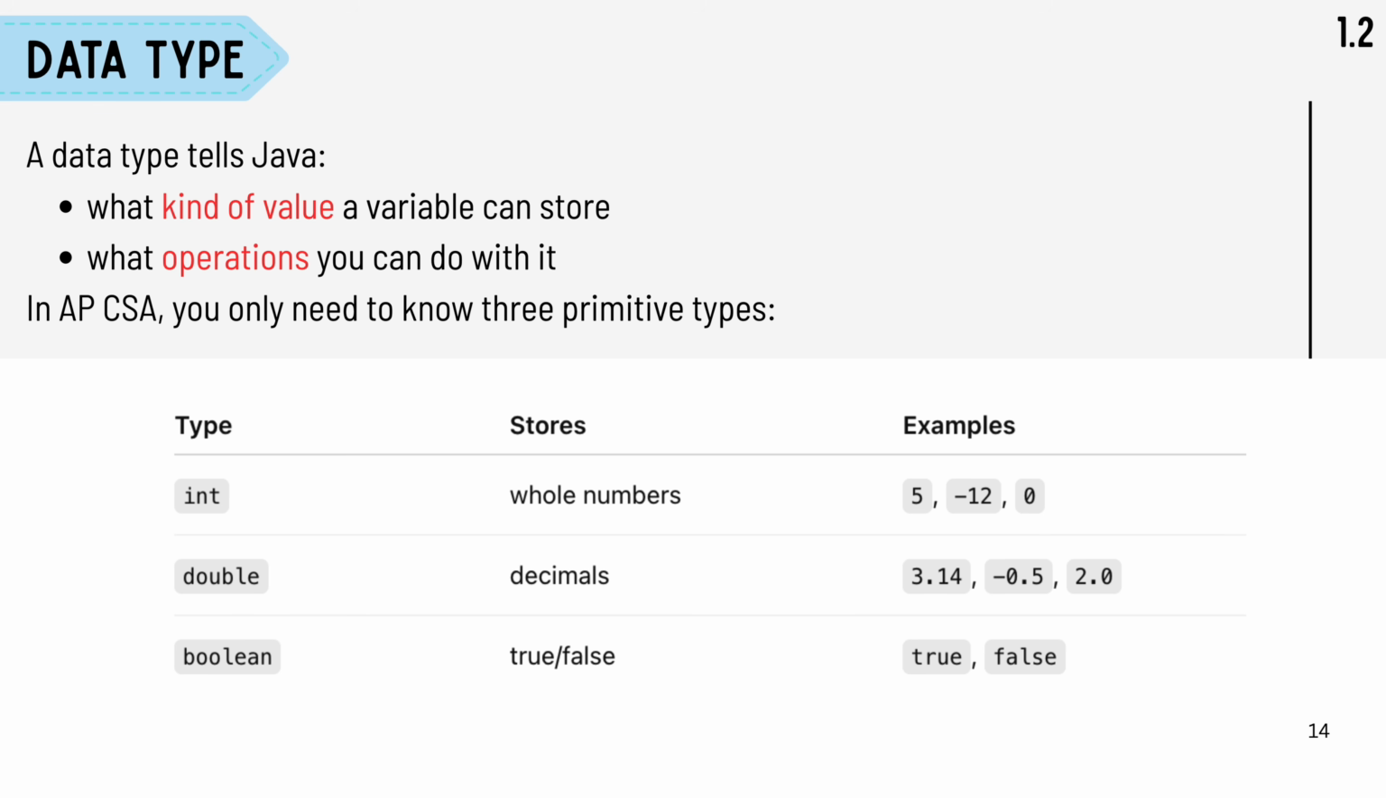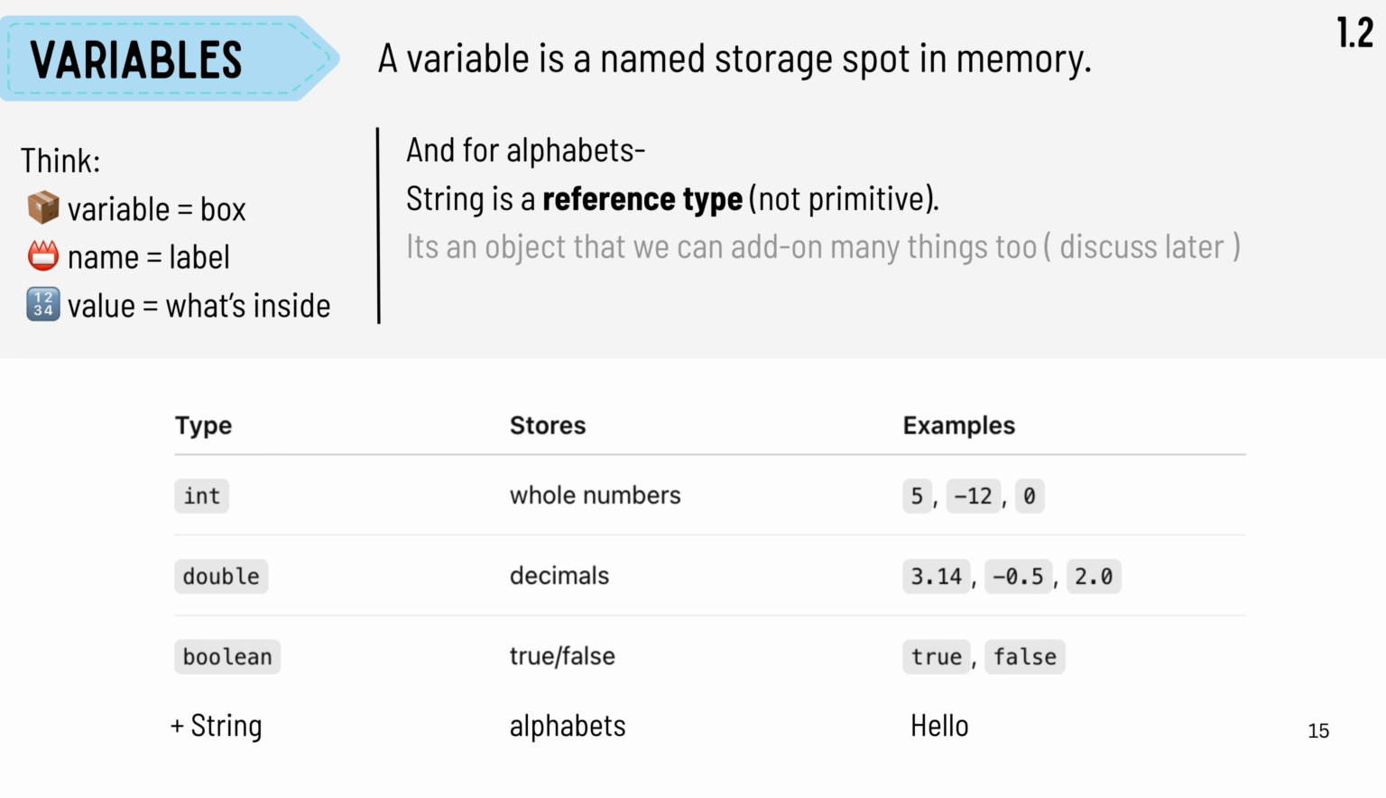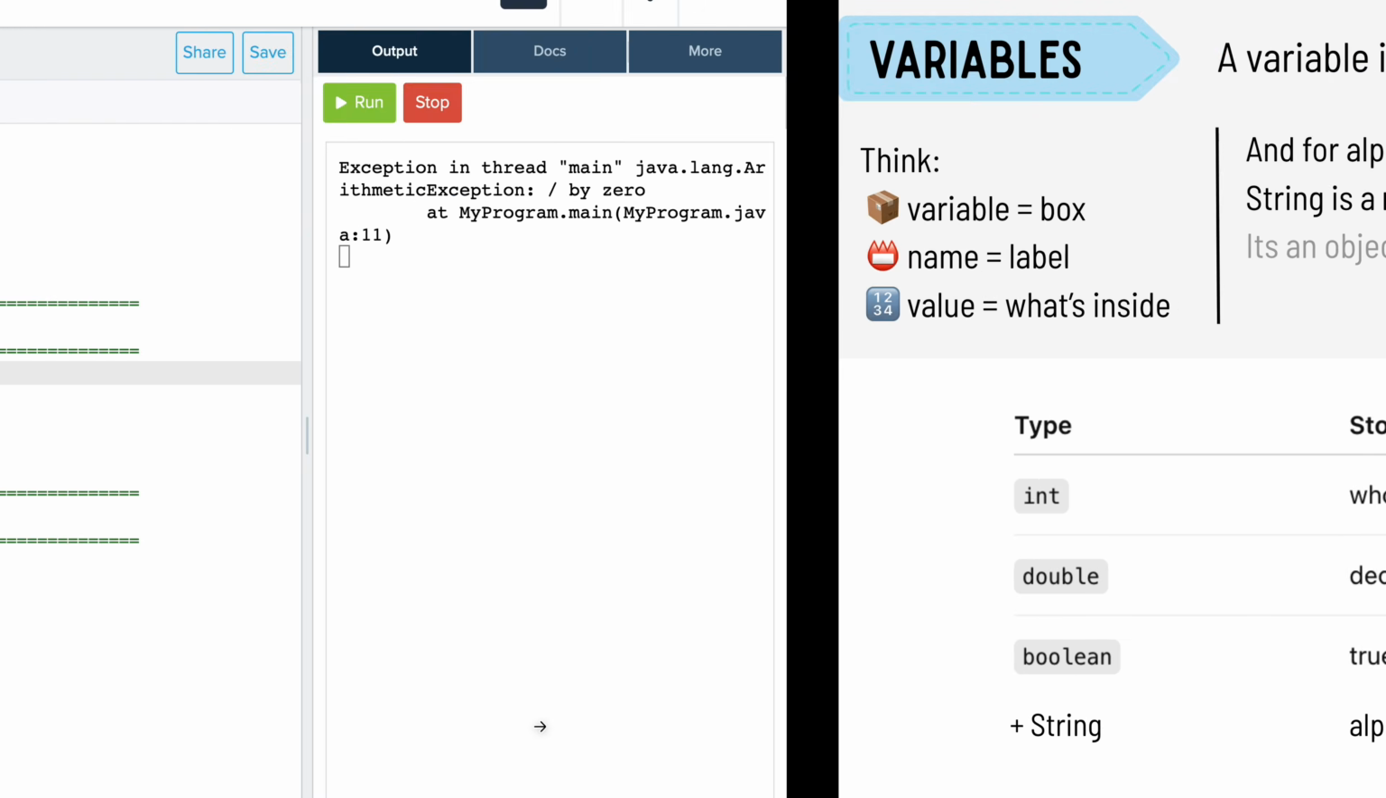Next, data types. Data types are one of the most important things in Java. There are 3 main primitive data types that you need to know for CSA. Int, which are whole numbers, doubles, which are decimals, booleans, which are true or false. Now there is one more type that we know, but it's not a primitive, it's a reference type, and it's a string that we use to store letters and anything in quotes.